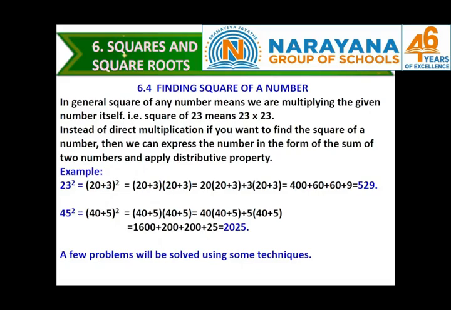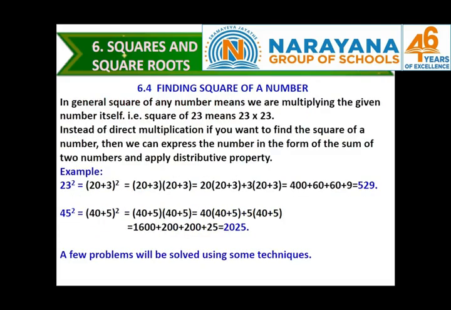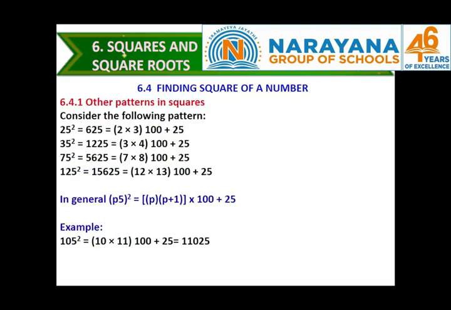So we will solve a few problems using these techniques. See 6.4.1, other patterns in squares. 25 square is 625, 35 square is equal to 1225, 75 square is equal to 5625, and 125 square is equal to 15,625.